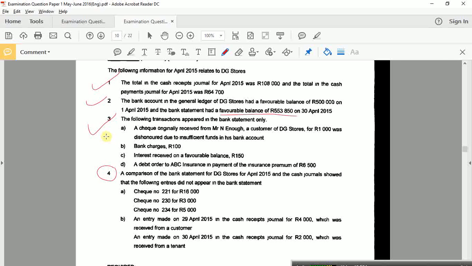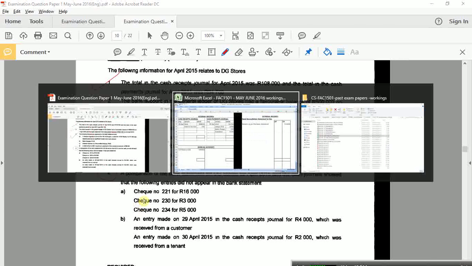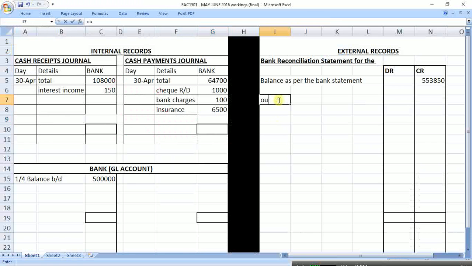You were saying, we need to reconcile, so it's going to go into the bank reconciliation statement. Yes. And what are they? It's outstanding checks. Good. Numbers: 221. What else? 230. And the next one? Number 234. Yes. Okay, perfect.